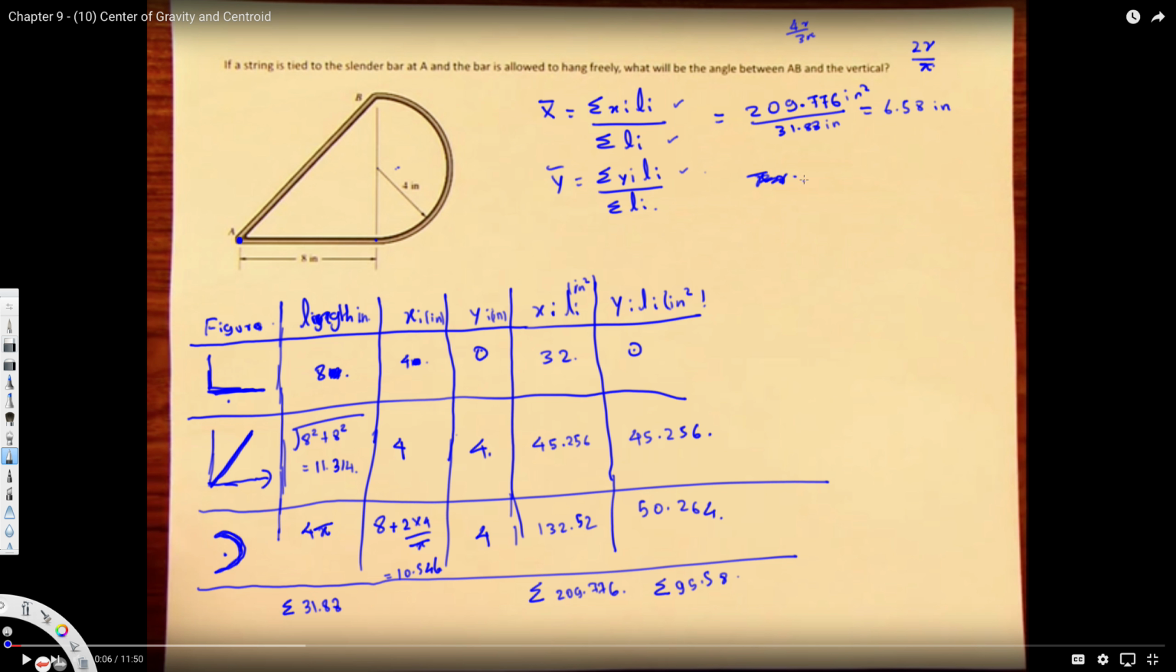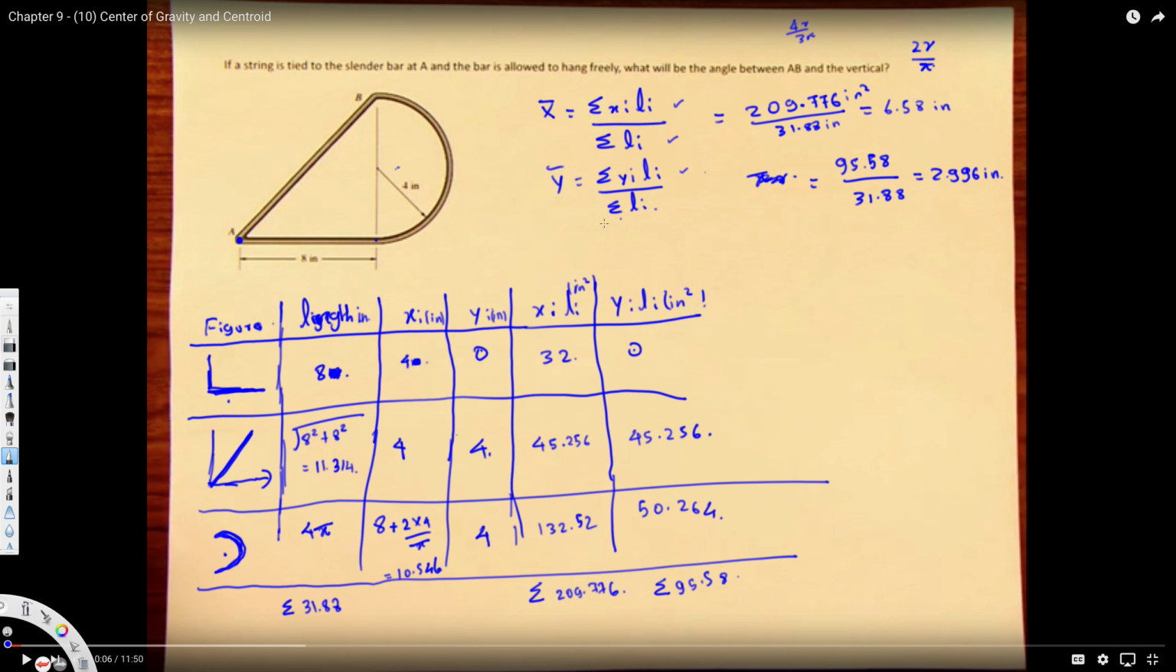Now we have to calculate the y bar. So y bar is going to be sigma yi li divided by sigma li. So yi li is 95.58 divided by 31.88, and that will give us the value of 2.996 inch. Now we have x bar and y bar, so we can locate the centroid in this object.